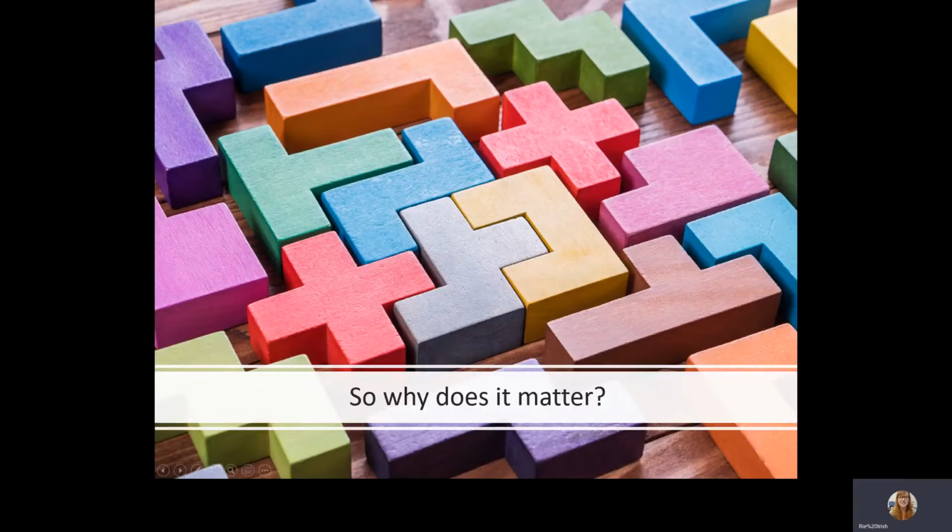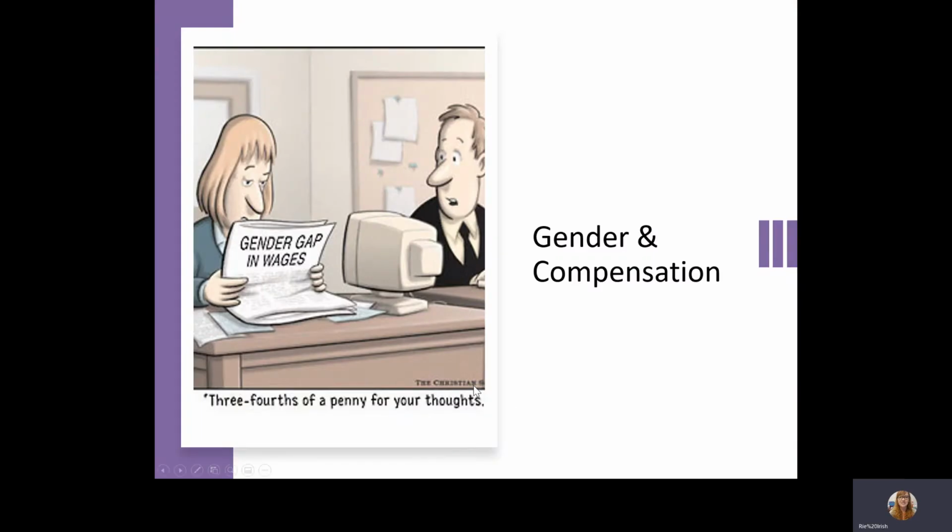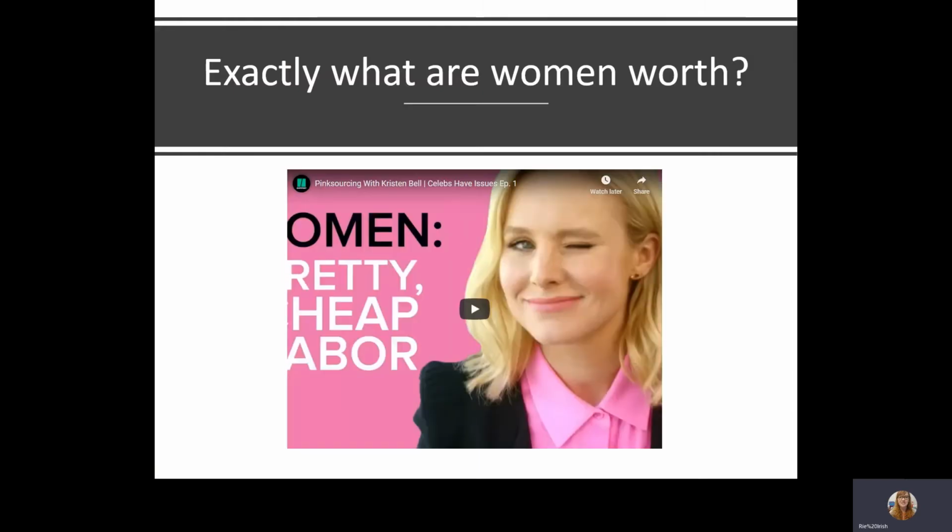So why does any of this matter? Well, there's plenty of reasons. Equality, dignity, respect. But if you want to be less altruistic, money. So let's talk a little bit about gender and compensation. This cartoon actually just entertains me a little bit. Three-quarters of a penny for your thoughts. Why? Well, women make about 75 cents on the dollar compared to men.